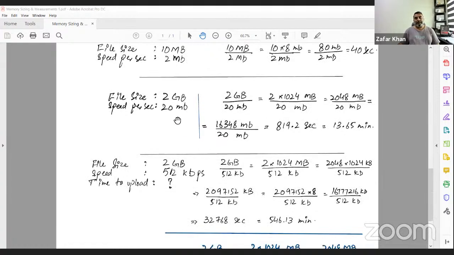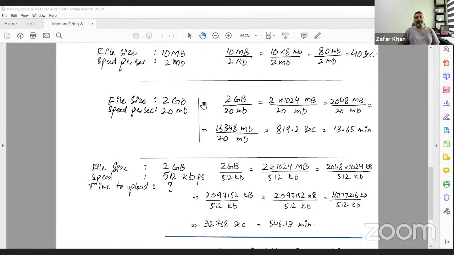Now, this time I go further up, and now I have got a file of 2 GB and the speed is 20 megabits. So now we will have to first convert from gigabytes to megabytes, and then from megabytes, we will have to convert it to megabits. All right. Since the speed per second is in megabits, we will have to bring down this factor. Earlier, we had just the difference of byte and bits, and this mega factor was the same.